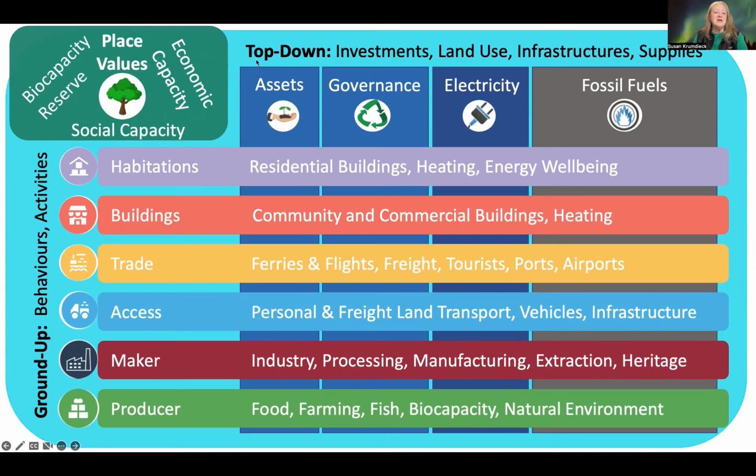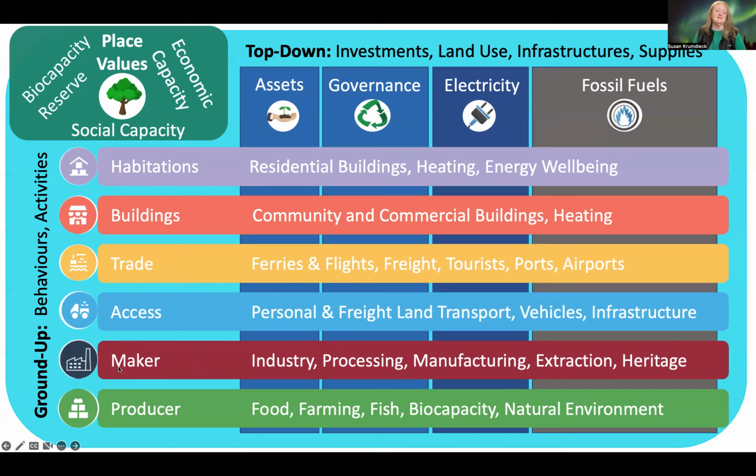economic capacity. We talked about top down and ground up. And so if we look from the ground up, we've got our houses and our buildings, our built environment, and we've got our trade. So the goods that we all use, and those move about by ferries and flights, and they use ports and airports. And then our ability to access things, so personal and freight land transport, vehicles and infrastructure.